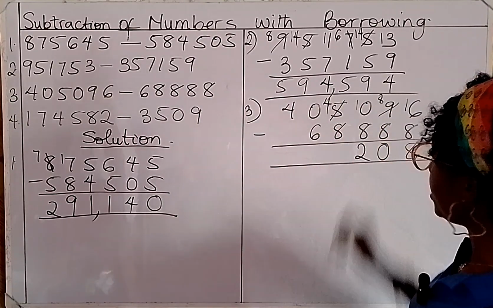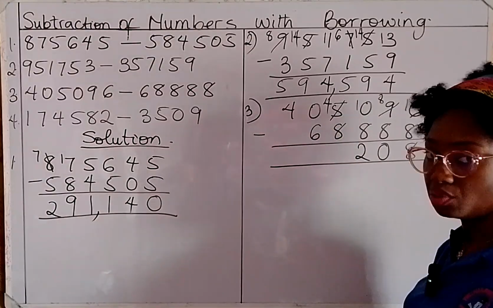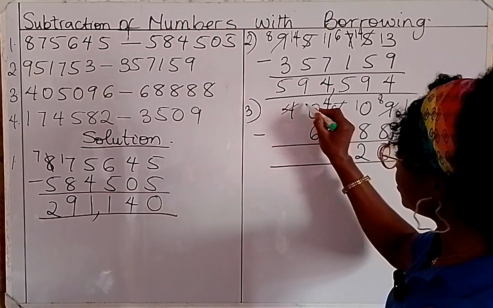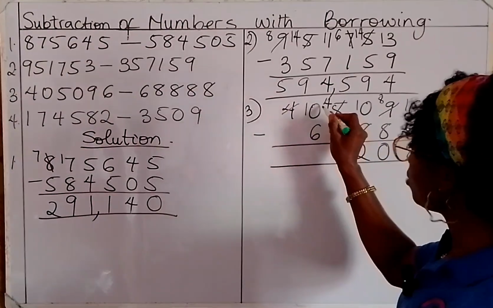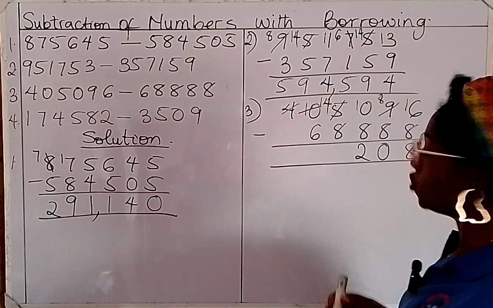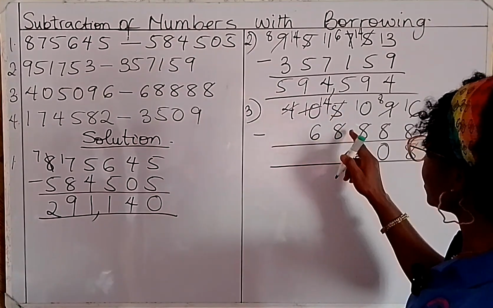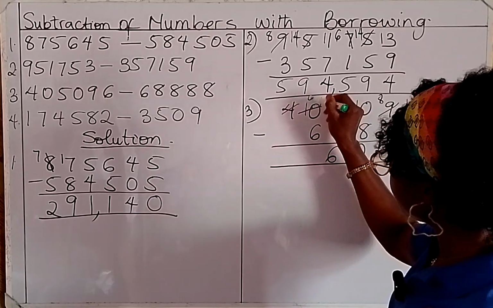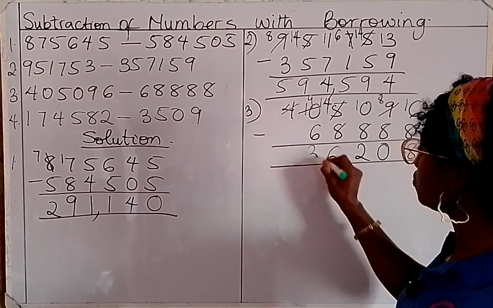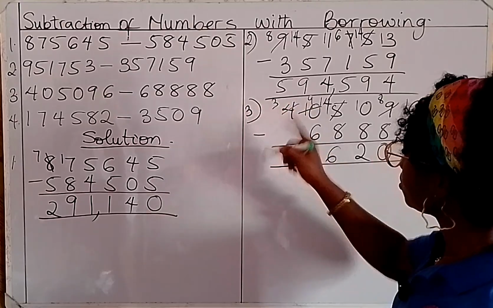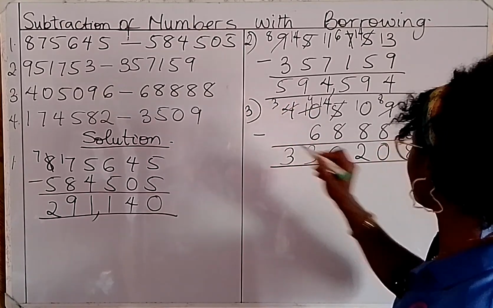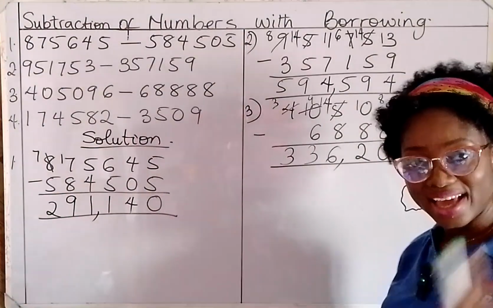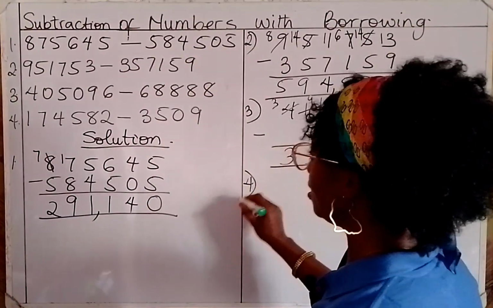And then we have 4 left here. 4 take away 8 is impossible. And we cannot take away from 0, so we have to borrow from 4. We borrow 1 from 4, add it to 0 to make it 10. Borrow 1 from 10, add it to 4 to make it 14. Now 14 take away 8 is what? 6. Then here we're left with 9. 9 take away 6 is 3. And here we're also left with 3. 3 take away nothing equals 3. And then our answer is 336,208.